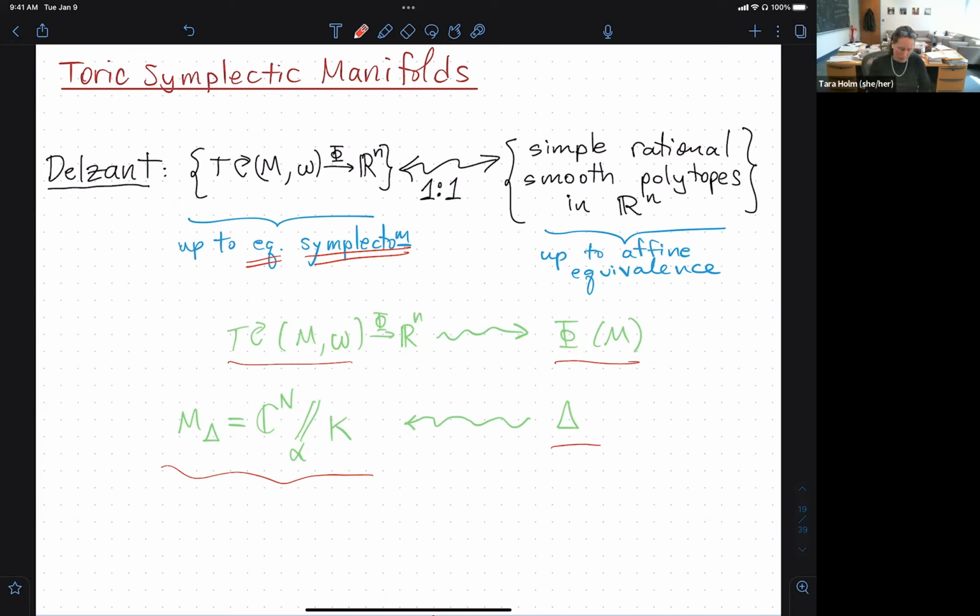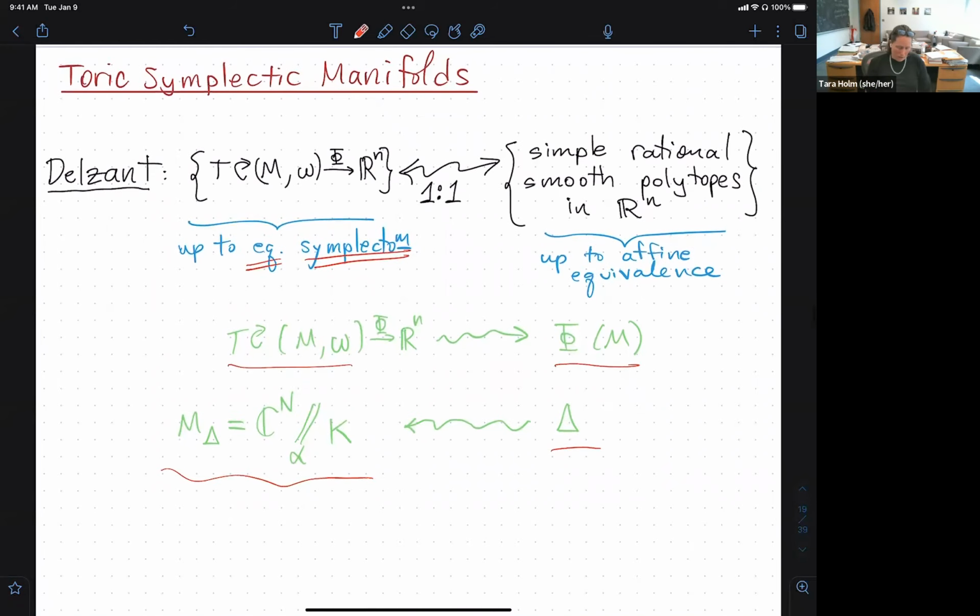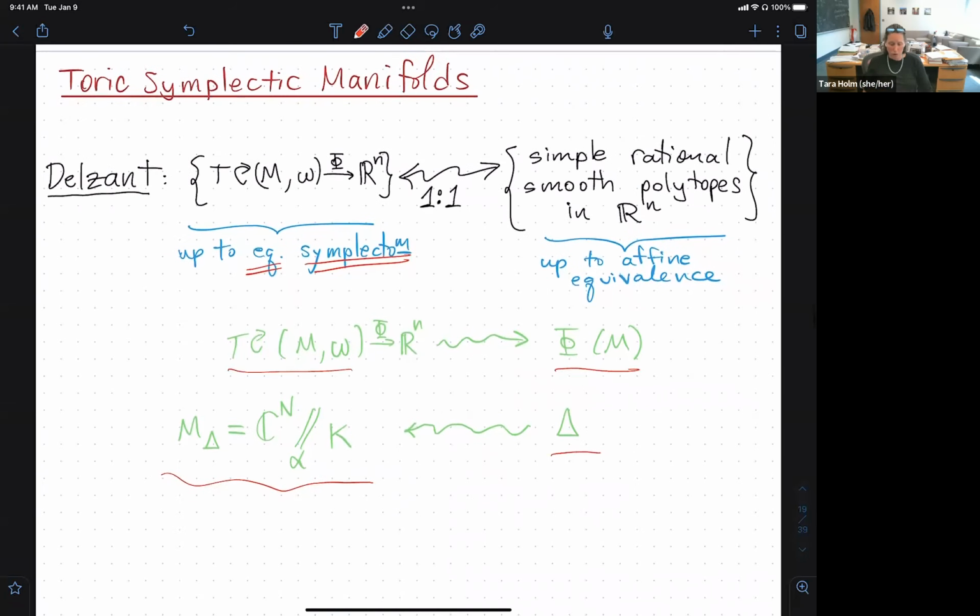So for example, S2 cross S2, depending on the symplectic form, can have many different Hamiltonian two torus actions on it. And on the right-hand side, the equivalence is up to SLnZ, so up to affine equivalence. So with SLnZ, you can shift around your polytope, and then up to translations around Rn, and the translations just correspond to choosing different constants to define your moment map.